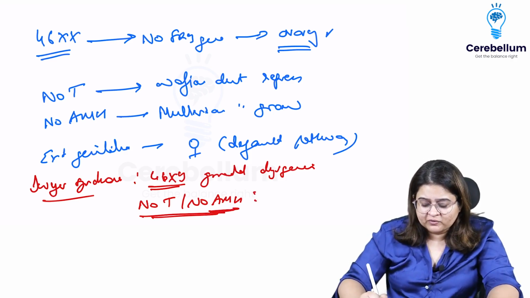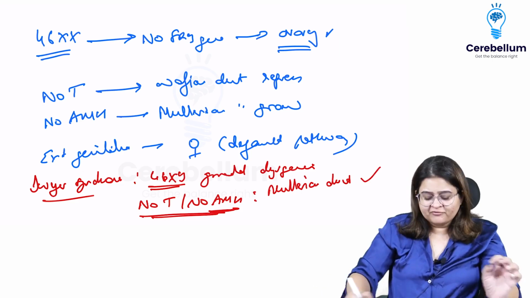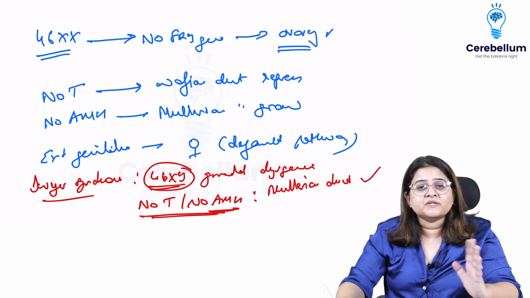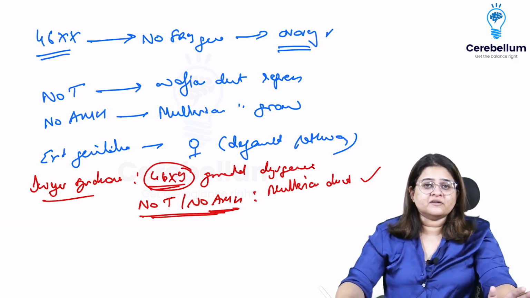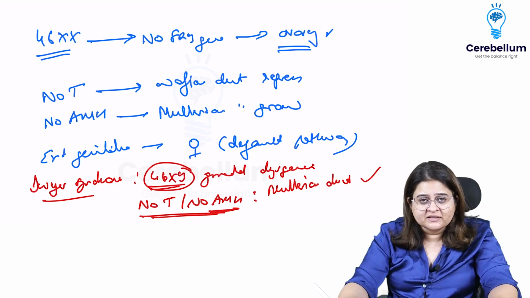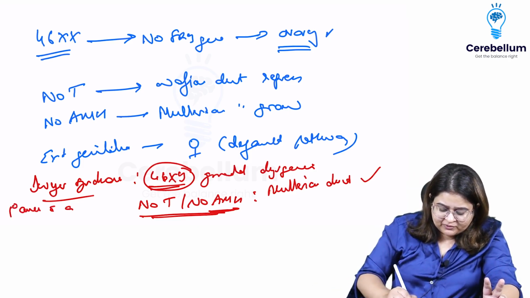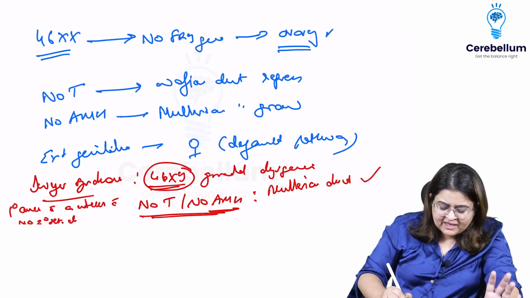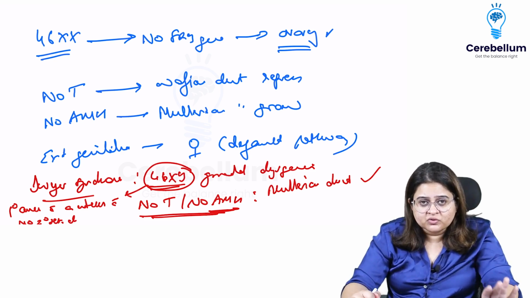So what's going to happen? You're going to have the Mullerian duct growing. So you have a 46XY individual with a uterus with primary amenorrhea. That's going to be the end result with no secondary sexual character development. That is Swyer syndrome. So 46XY gonadal dysgenesis, an individual with primary amenorrhea with a uterus, with no secondary sexual characters, and the karyotype is 46XY. So that is another important thing you should know.